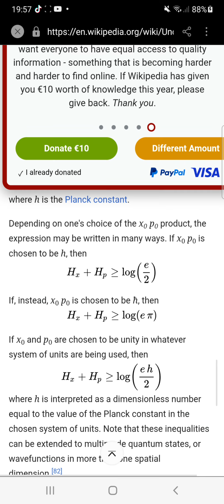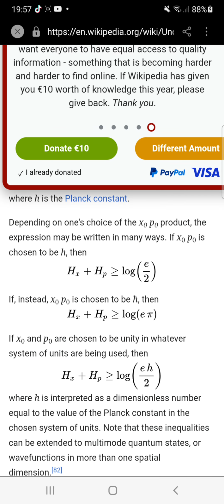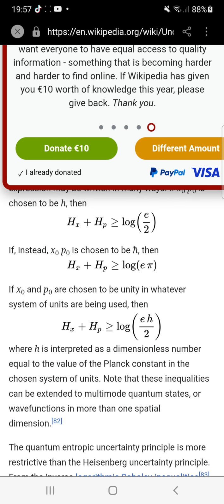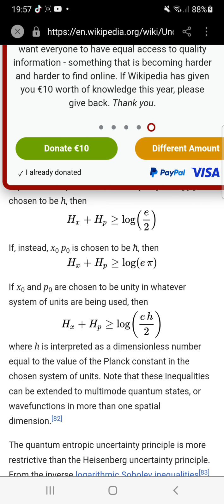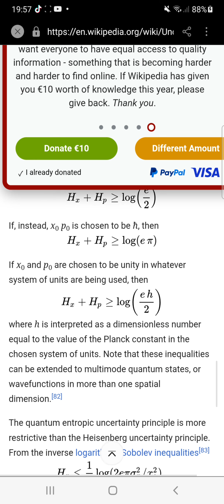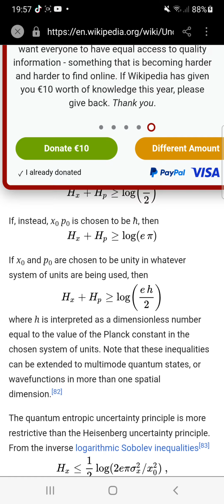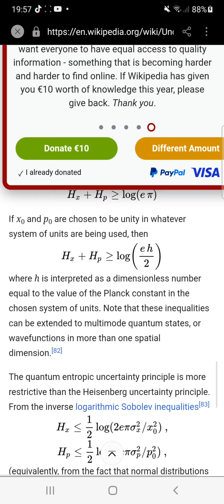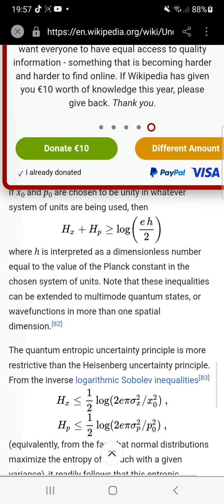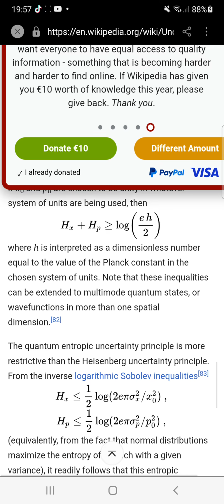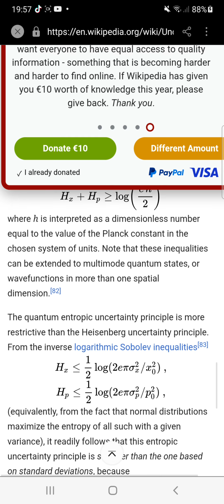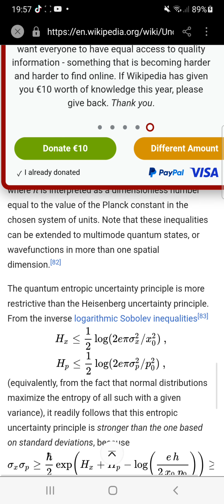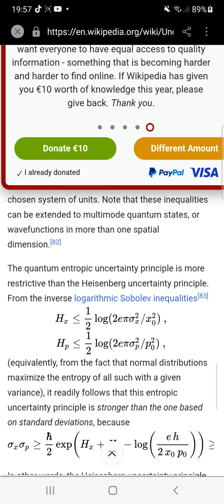Depending on one's choice of the x0 p0 product, the expression may be written in many ways. If x0 p0 is chosen to be h, then H(x) plus H(p) greater than or equal to logarithm e divided by 2. If instead x0 p0 is chosen to be h bar, then H(x) plus H(p) greater than or equal to logarithm e pi. If x0 and p0 are chosen to be unity in whatever system of units are being used, then H(x) plus H(p) greater than or equal to logarithm e h divided by 2, where h is interpreted as a dimensionless number equal to the value of the Planck constant of a chosen system of units. Note that these inequalities can be extended to multimode.